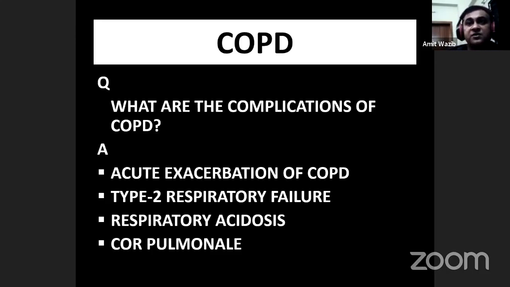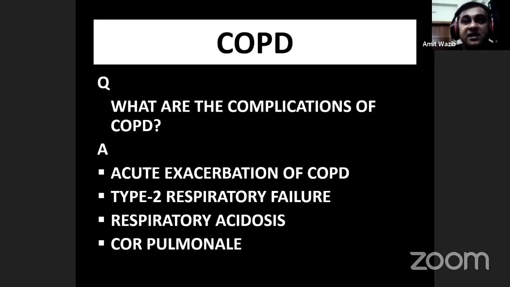What happens, we will discuss type 2 respiratory failure later. In type 2 respiratory failure, there is low oxygen, that is hypoxia, and high carbon dioxide, that is hypercapnia. As carbon dioxide is acidic, it will cause acidosis. So this kind of acidosis is called respiratory acidosis. This is also a complication of COPD.